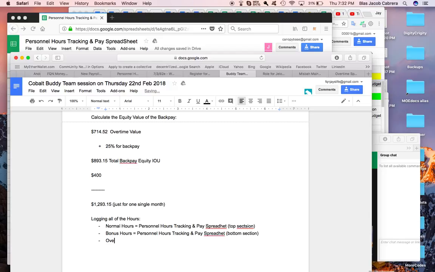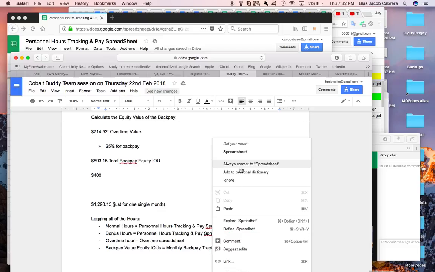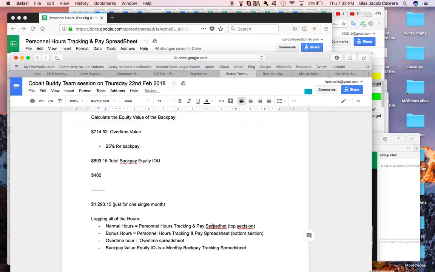Then you have overtime hours, which go to the overtime spreadsheet. And then back pay, value, and equity IOUs go to the monthly back pay tracking spreadsheet. So you only have three spreadsheets that cover everything. I think that's more than enough, and I don't think there's anything else missing. But if there is something, we can create a new one if needed.